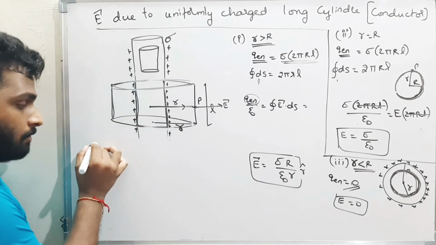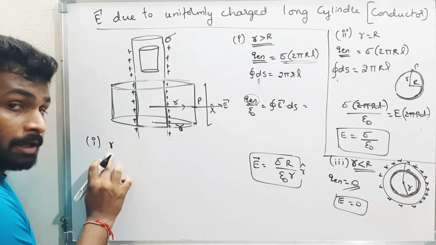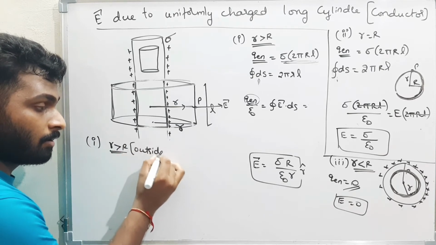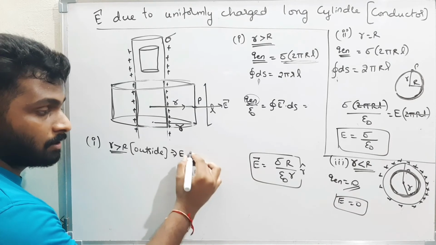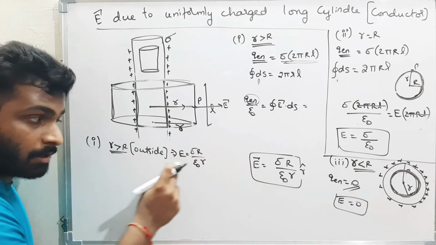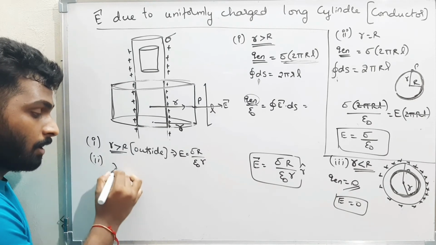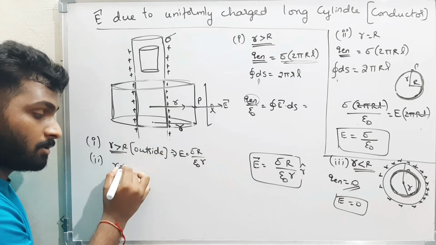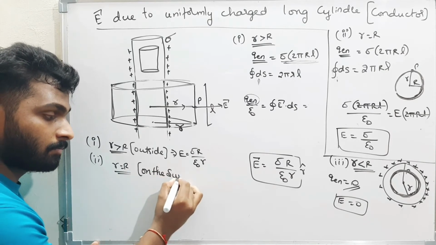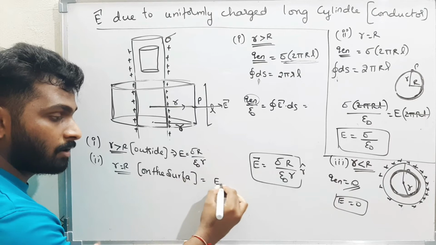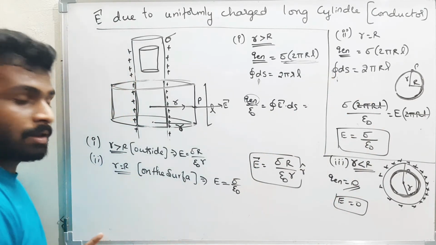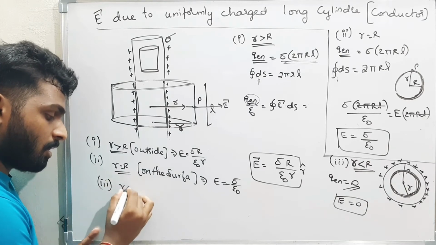That means, what can I write? First one, if r is greater than capital R, that means when the point is outside, then what is the electric field? Sigma capital R by epsilon naught into small r. That is the electric field. Now by chance if the point is on the surface of the cylinder, that means small r is equal to capital R, on the surface, now what is the electric field? The electric field we got as sigma by epsilon naught.